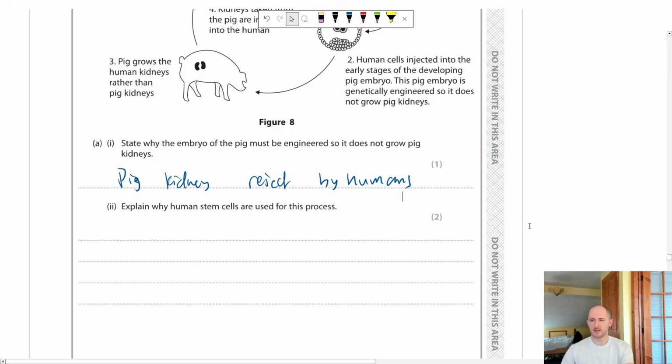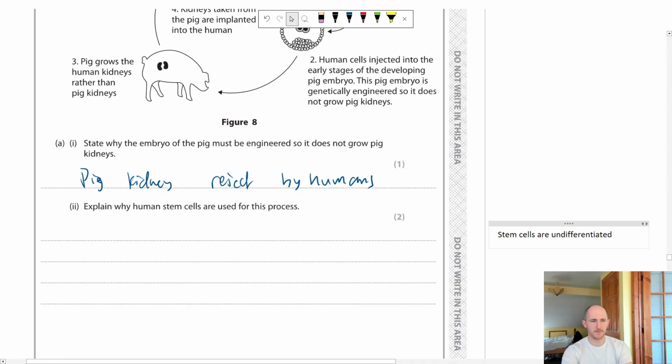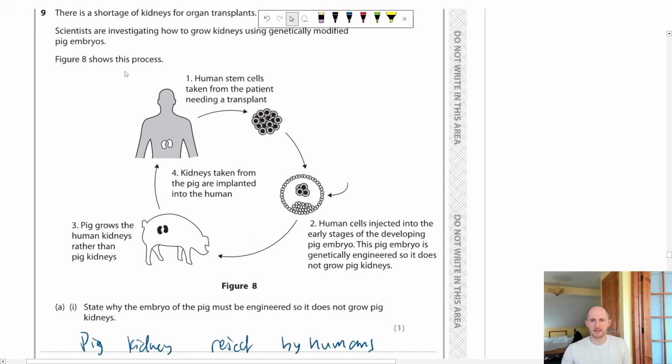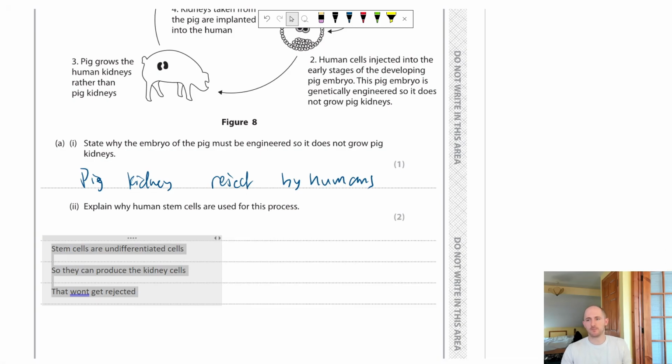So why are human stem cells used for this process? Well, what are stem cells? Stem cells are undifferentiated cells, so they can produce the kidney cells. And that won't get rejected. Simply put, the whole idea behind this lengthy process is that you have genetically identical cells in your body that your immune system doesn't try to reject and fight back.